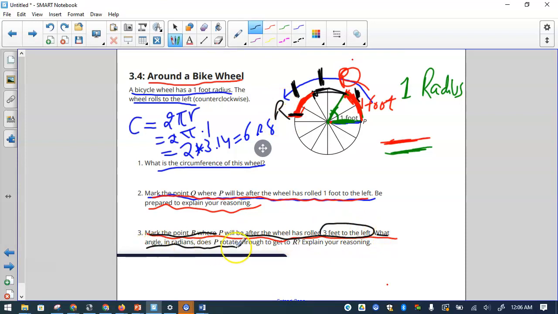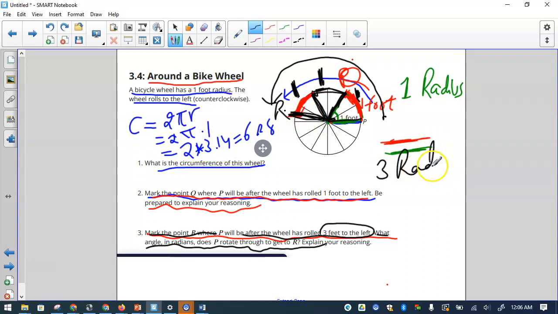What angle in radians does P rotate through? In order to get from here to here, how many radii fit? There are 1, then 2, and there are 3. So this is how you say, okay, 3 radians. Why? Because to rotate and come to R, you fit in 3 radii. So you have 1, that's one radius, then the black one, and then again the red one.